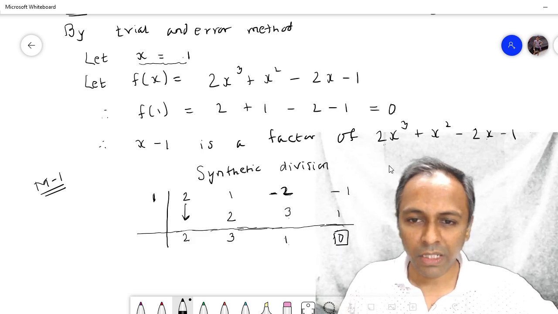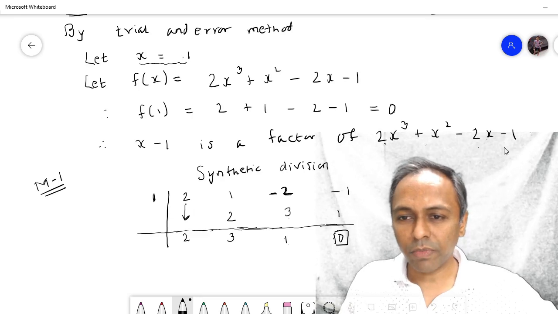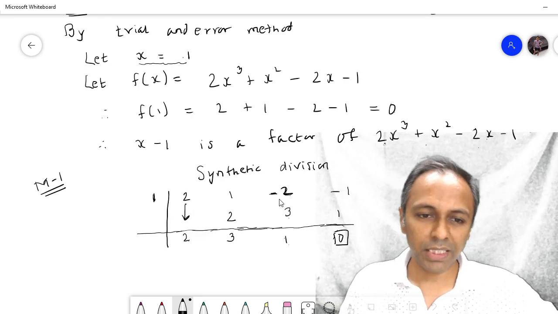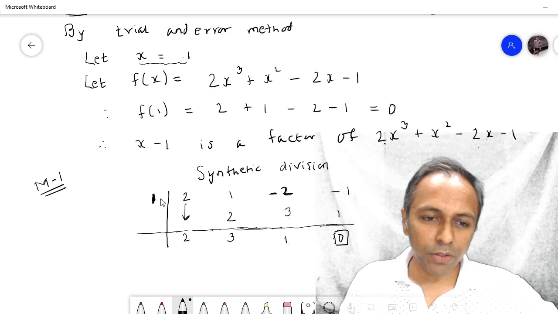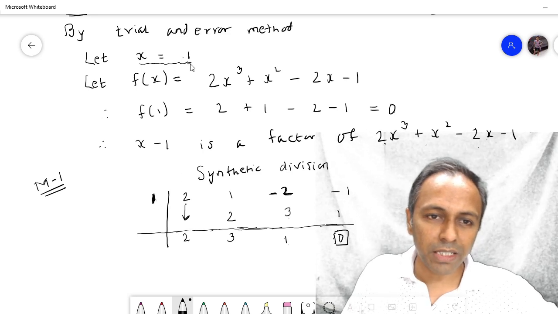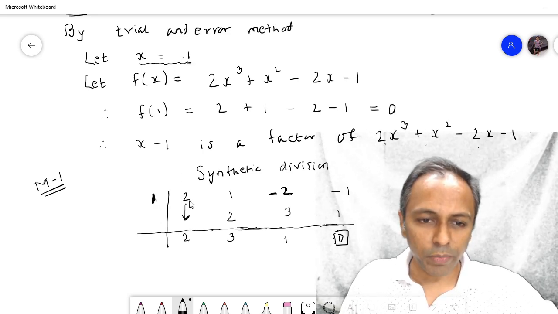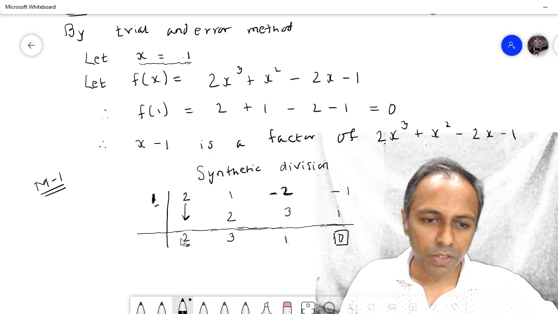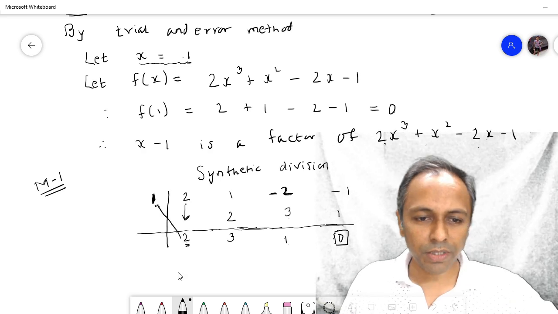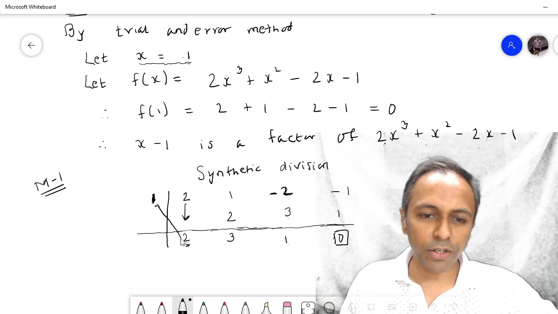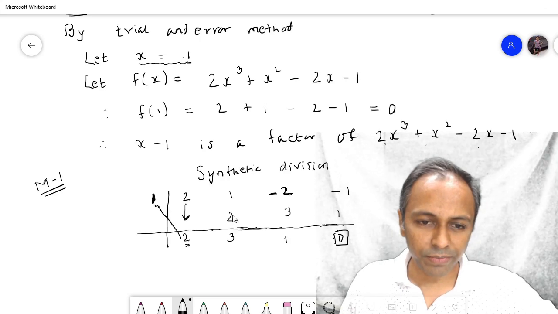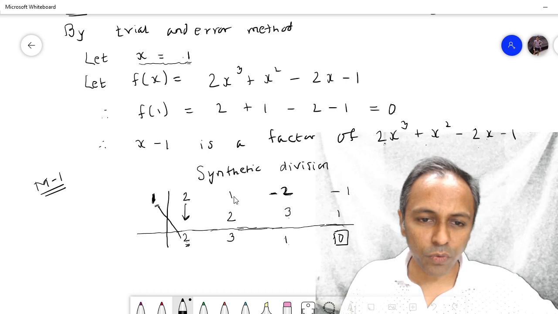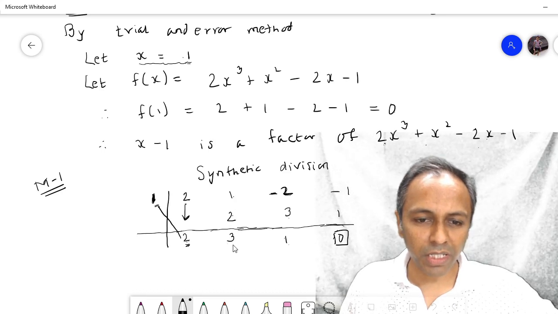Let's do it again. Write the coefficient form in the first row. Write this value from whatever was x. Drop this value as it is, whatever it is, copy it down. Now multiply this value with 1. So we are multiplying these two values. Whatever answer you get, you write that answer here. Add these two values. So 1 and 2 becomes 3.